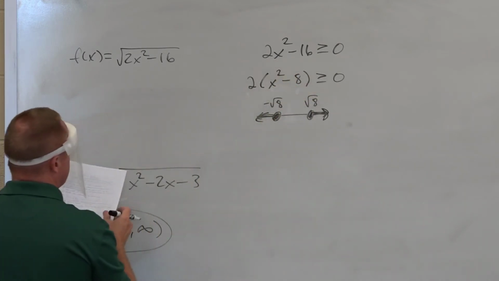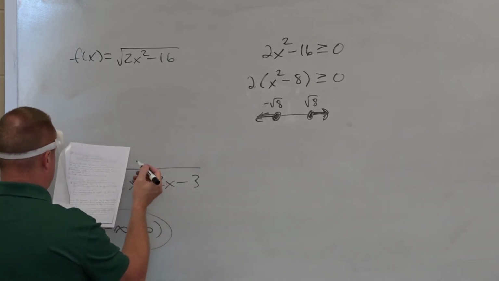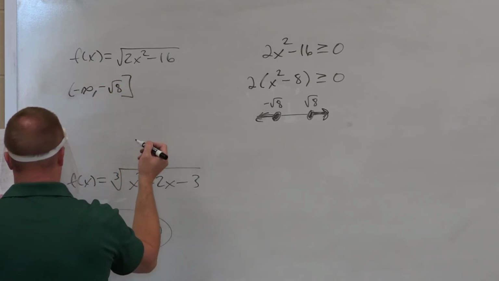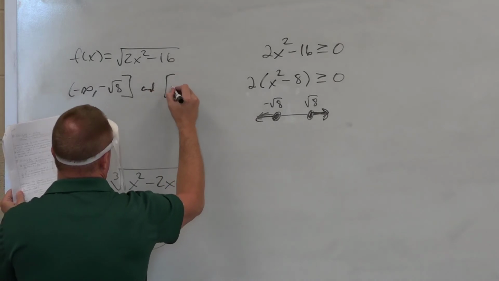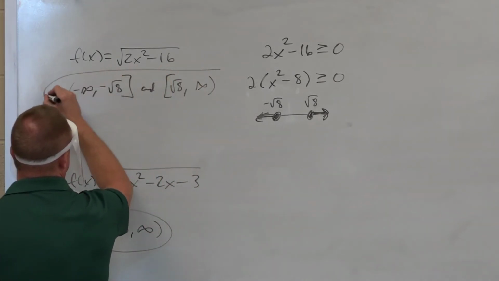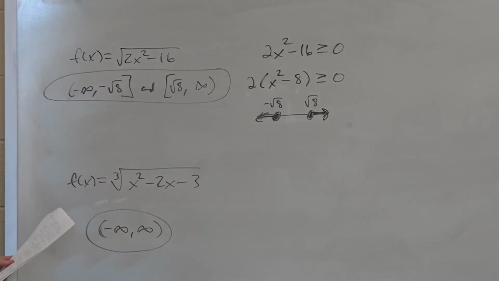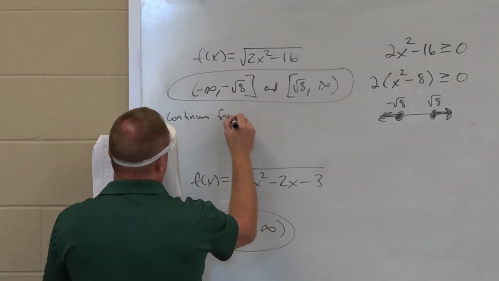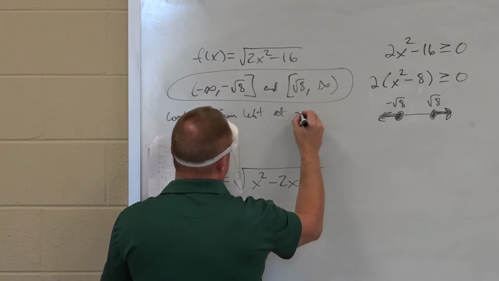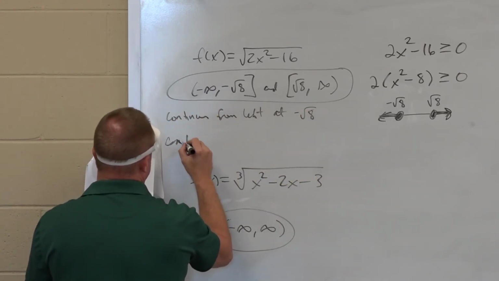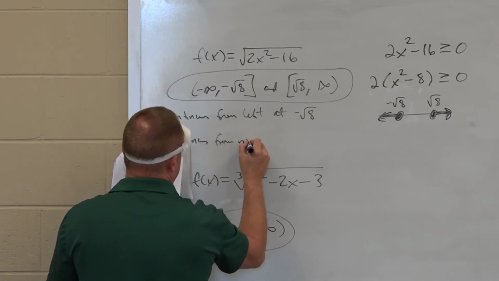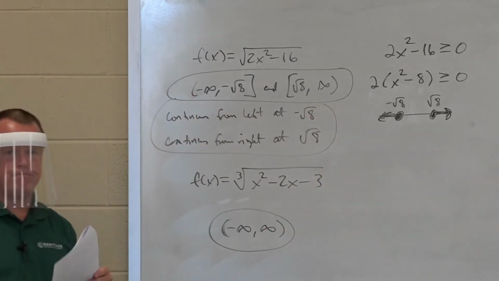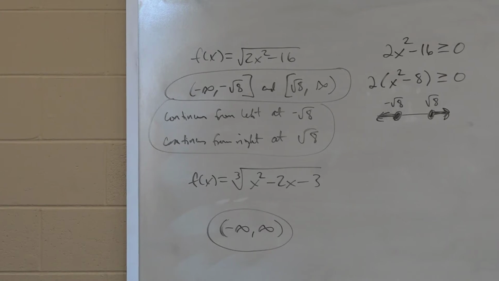So the intervals that it is continuous would be from negative infinity to negative root 8, including negative root 8, and root 8 to positive infinity. Okay? And that one you could say it is continuous from the left at negative root 8, and you could say it is continuous from the right at positive root 8. Okay? Questions about that?